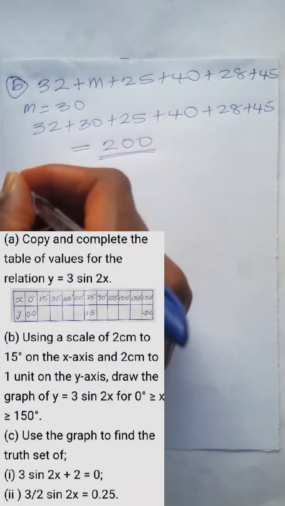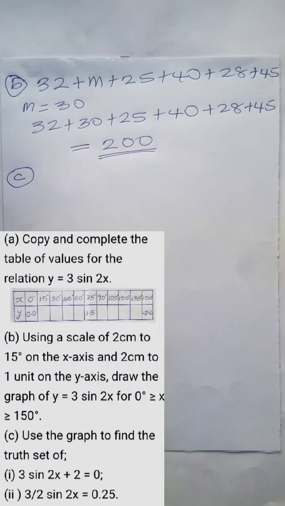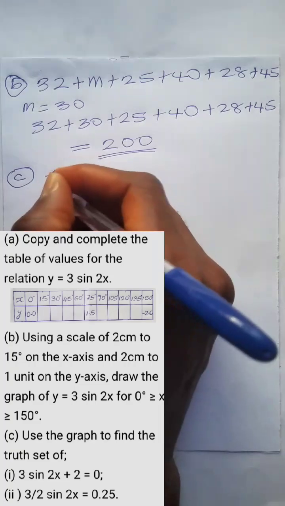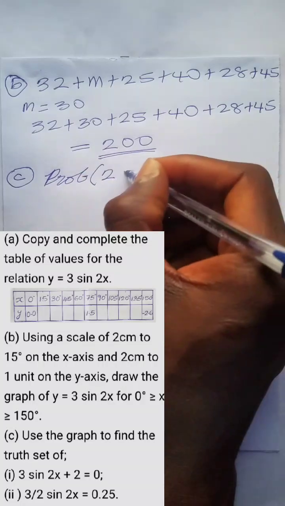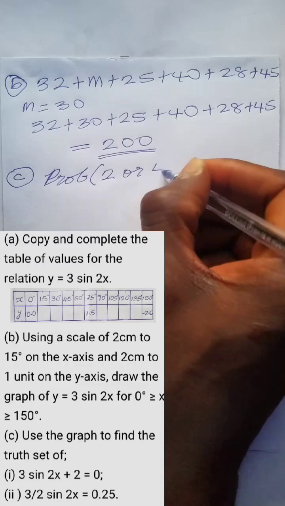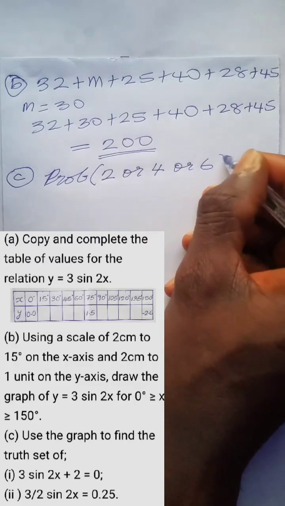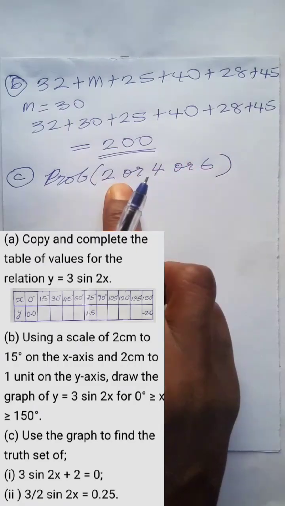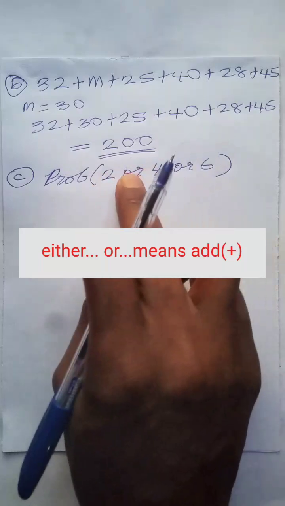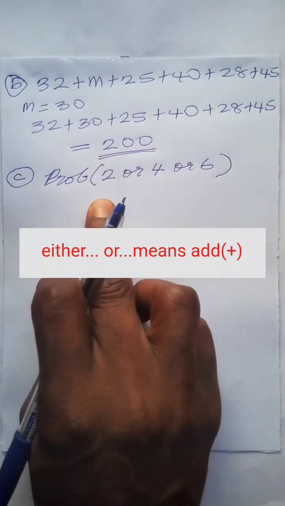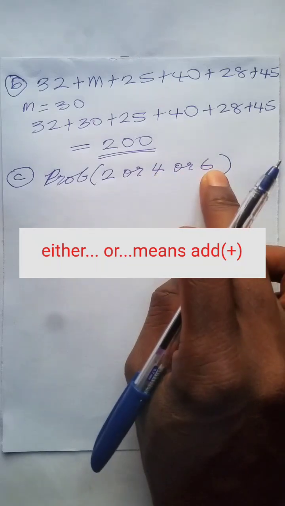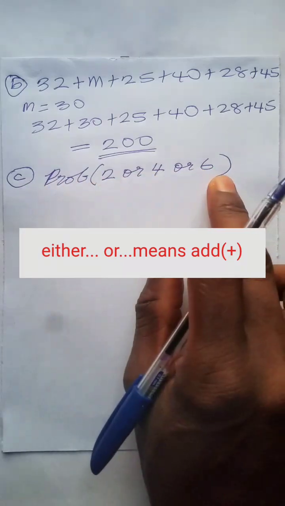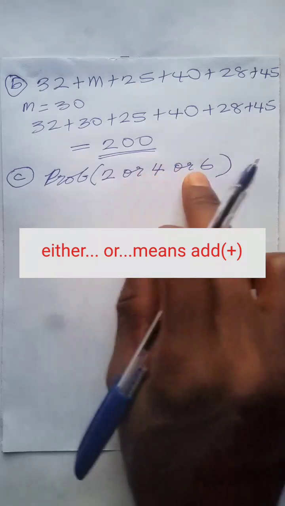Now let's go over to C. C says find the probability of obtaining an even number. Who are the even numbers? I can have a 2, or I can have a 4, or I can have a 6. Those are the only even numbers. Now in probability, for 2 or 4 or 6, we add the probability of having 2 plus the probability of having 4 plus the probability of having 6. That is how we handle probability when we see or.